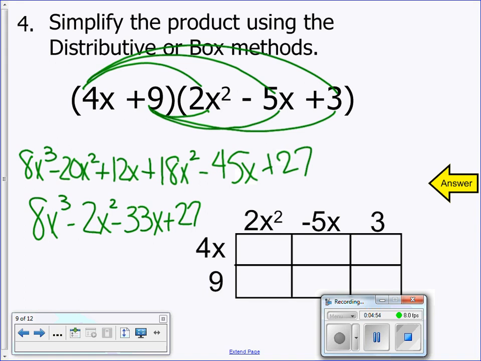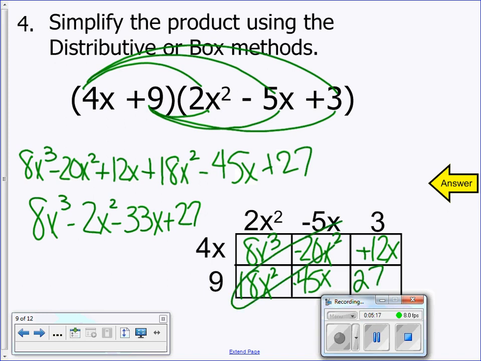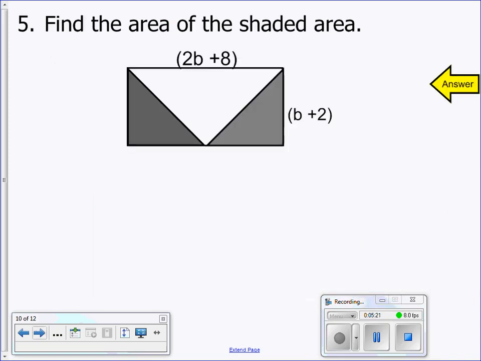Do the same thing here, 8x to the third minus 20x squared plus 12x. And this one is 18x squared. This one is negative 45x. And this is 27. So these are our like terms in the box.